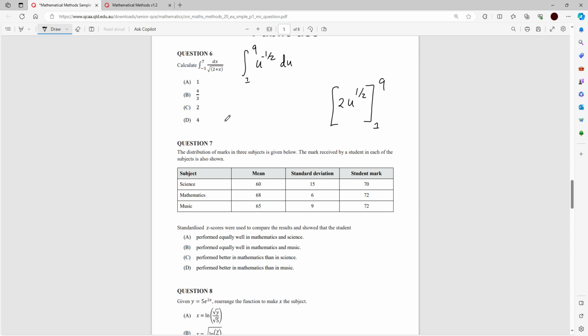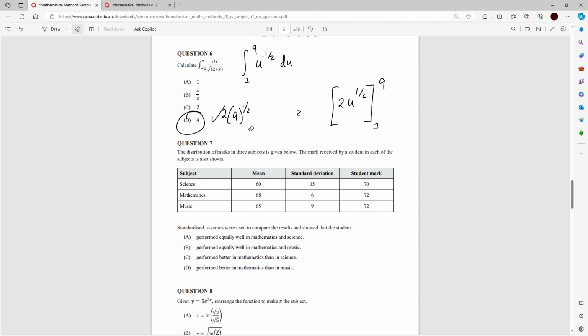Substituting in the 9, we're going to get 2 times 9 to the power of a half. Substituting in the 1, minus 2 times 1 to the power of a half. So a half is just a square root, so 2 times the square root of 9 is 2 times by 3, so that's 6. And here we just have minus 2 because the square root of 1 is just 1, so the answer is 4. And the correct answer is D. And that's how you solve question 6.